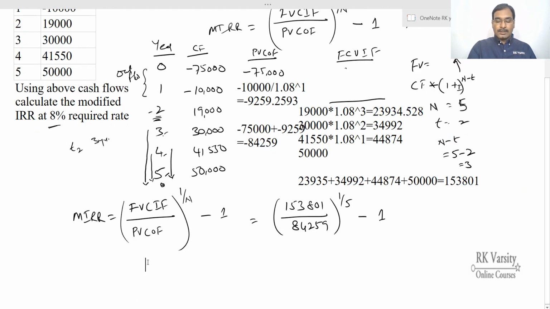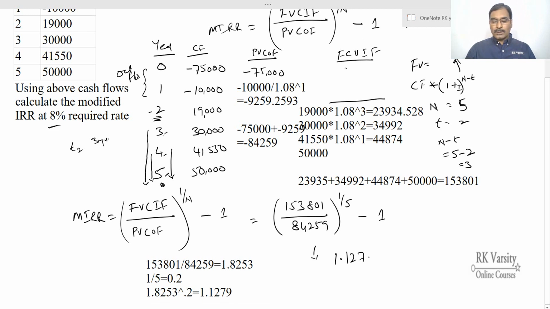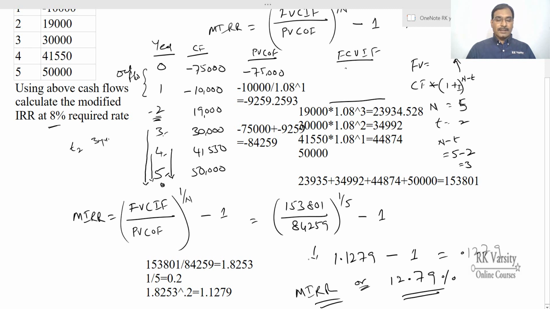So this gives you 153,801 upon 84,259, then 1 upon 5 minus 1, that is 1.8253 raised to the power of 0.2. This is 1.1279. 1.1279 minus 1 equals 0.1279, or 12.79%. So your MIRR is 12.79%. This is the way you need to calculate modified IRR with uneven cash flows. Thank you.